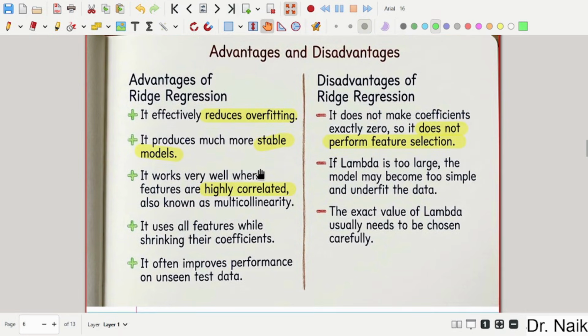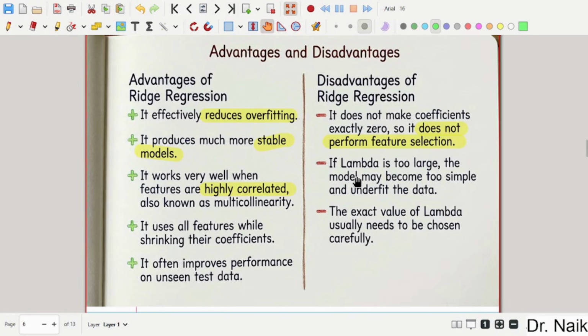Now let's see the advantages and disadvantages of ridge regression. An advantage of ridge regression is that it effectively reduces overfitting and it also stabilizes the model. Ridge regression works well when the features are highly correlated, which is also known as multi-collinearity. As well, ridge regression uses all features while shrinking their coefficients, and it often improves the performance on unseen test data. The disadvantage of ridge regression is that it does not make the coefficients exactly 0. So we cannot use it to perform feature selection.